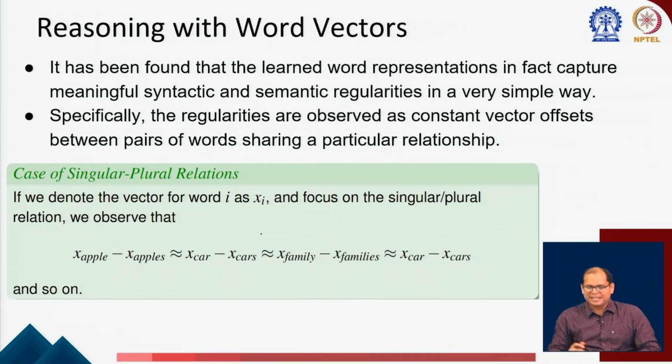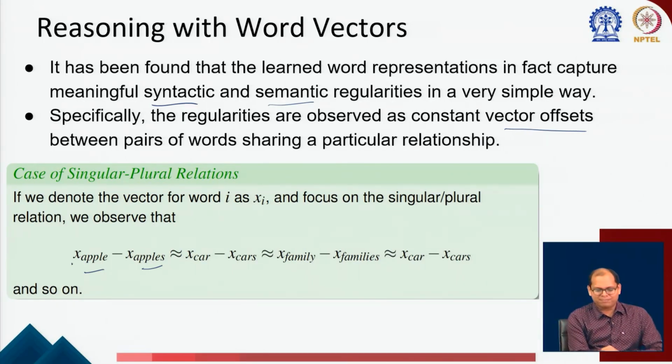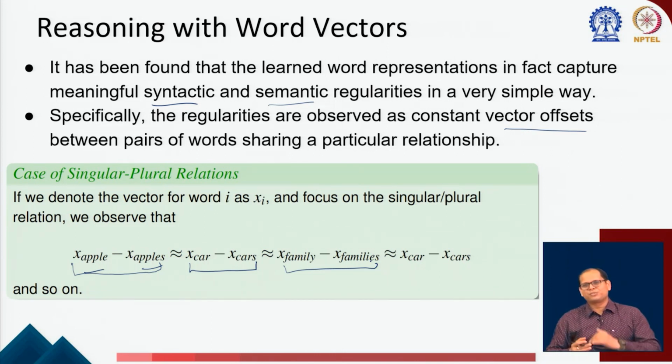And what was interesting with word vectors is that we were able to use them for various interesting reasoning tasks. Various syntactic and semantic regularities were captured in a very simple way, as vector offsets. For example, for singular plural relations, you take two words, say apple and apples, and let's say x_apple is the embedding of the word apple, and x_apples is the embedding of the word apples. If you find the offset of apple and apples, this would come out very similar to the offset of car and cars, and same with family and families. That means the offset of the vector was capturing the notion of the relation between the words. And that was very interesting because they were not directly trained for this task.